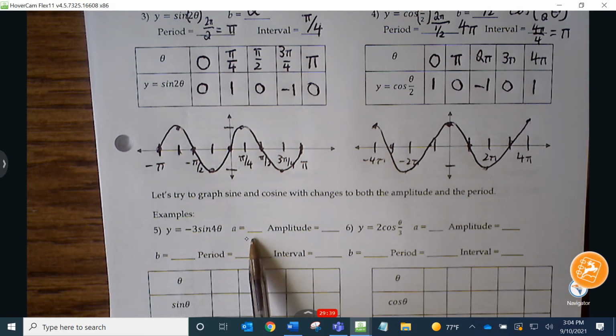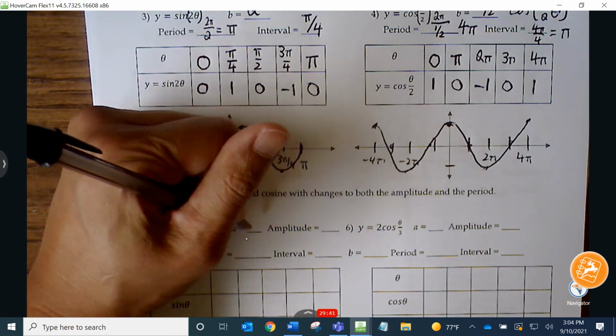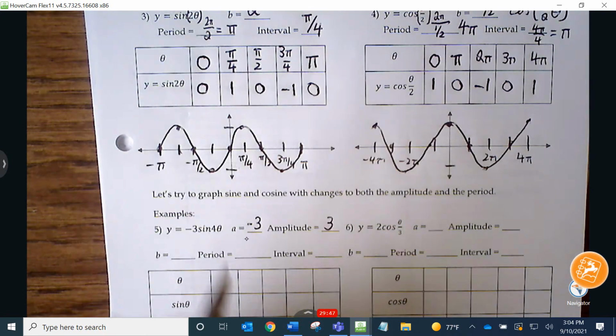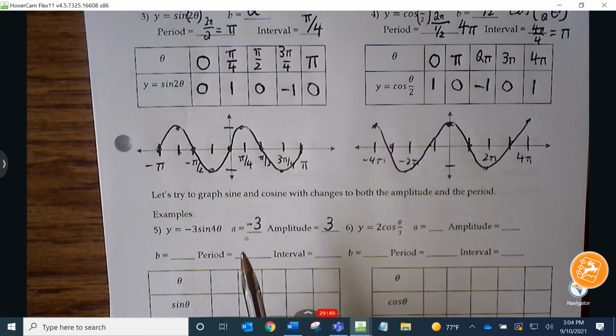What's our a value? -3. But the amplitude is only what? It's only 3. Good. But we see that negative there. We know there's going to be some reflection going on, right? It's not going to look exactly like what we expect from the sine graph. Everything's going to be kind of flipped.